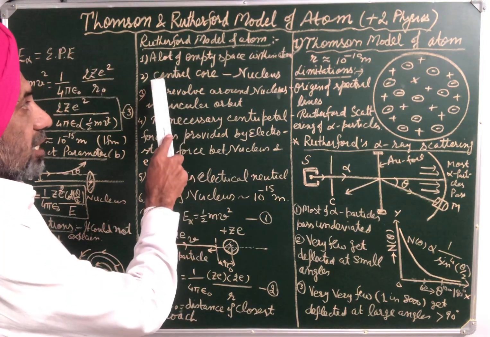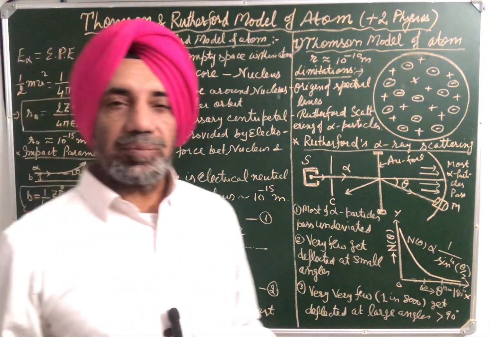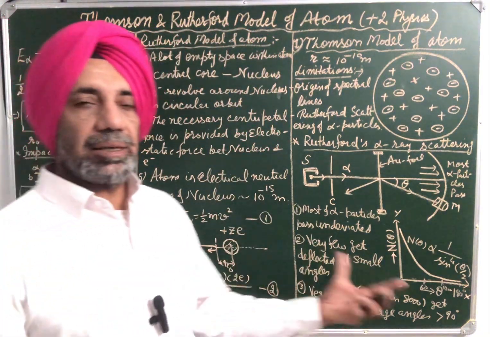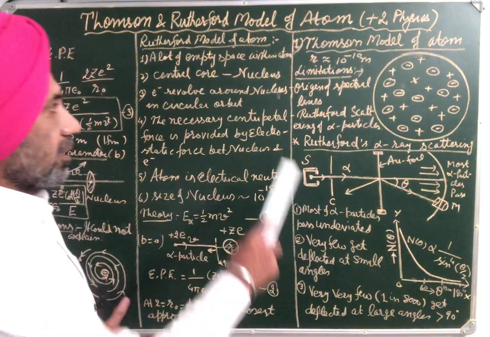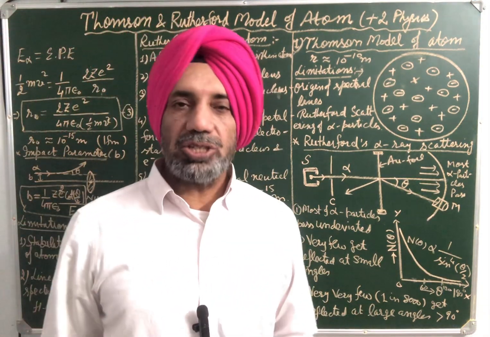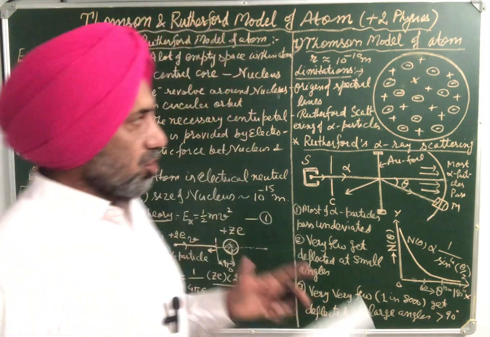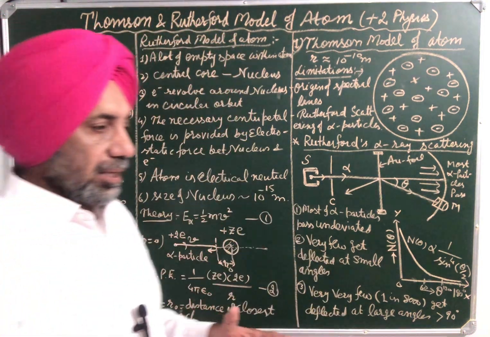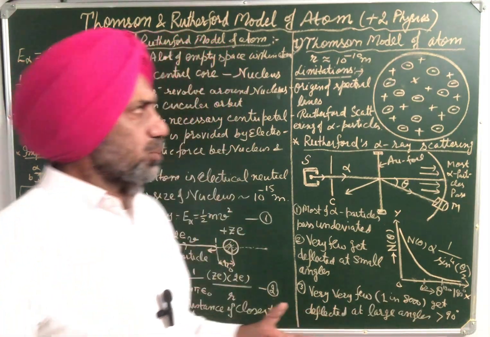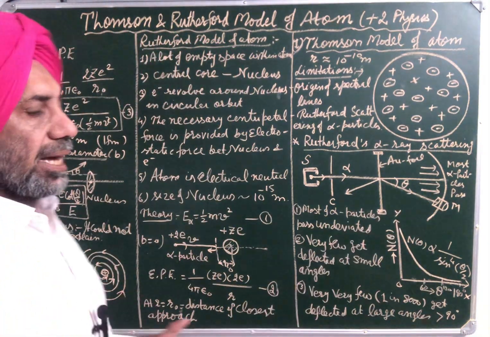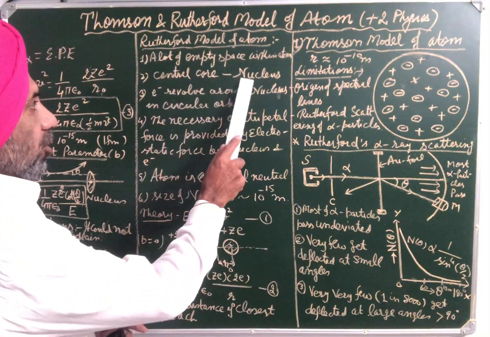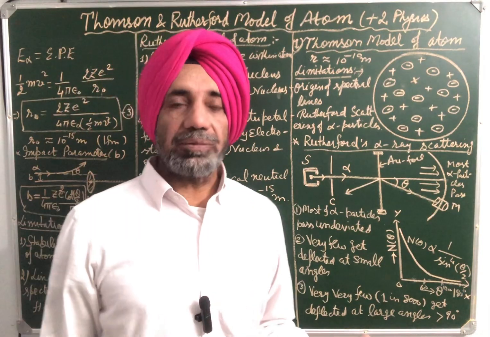Positive charge is situated at the central core of the atom, which is responsible for almost the entire mass of the atom. That positively charged central core is known as the nucleus of the atom. It is situated at the center, contains the whole positive charge and is responsible for almost the entire mass of the atom. So Rutherford discovered the nucleus of the atom.